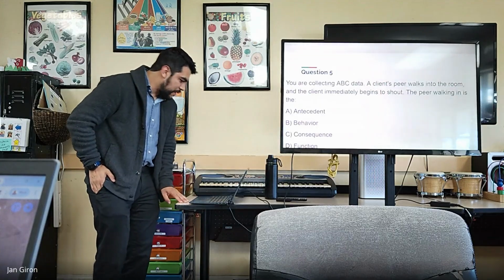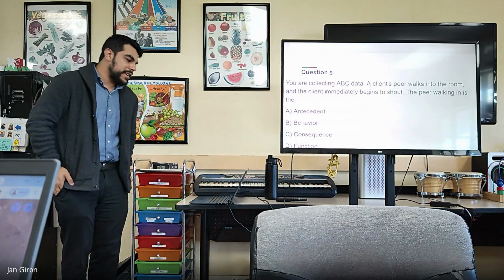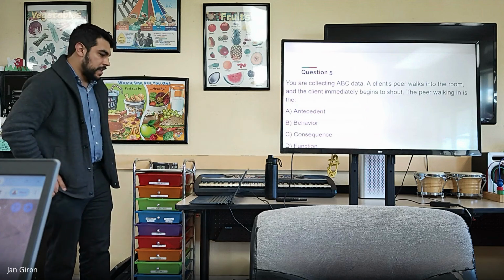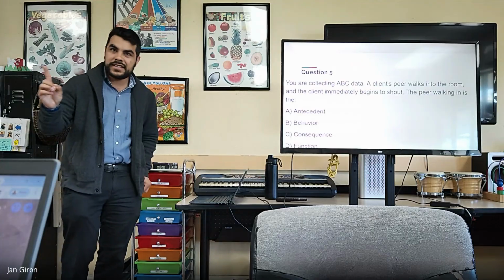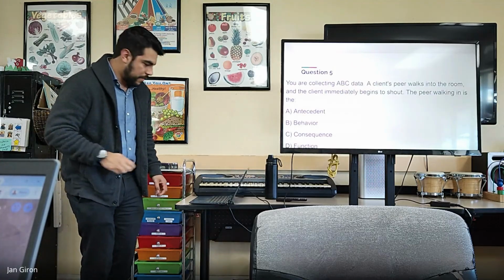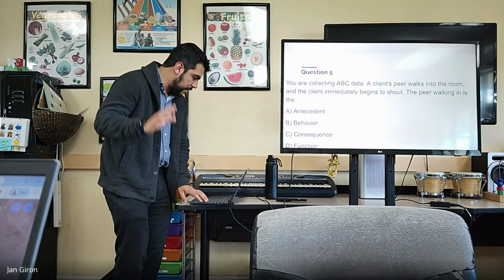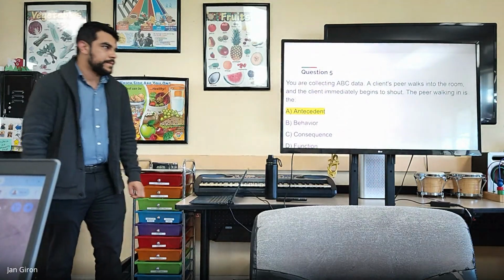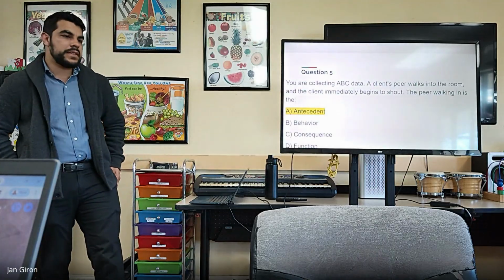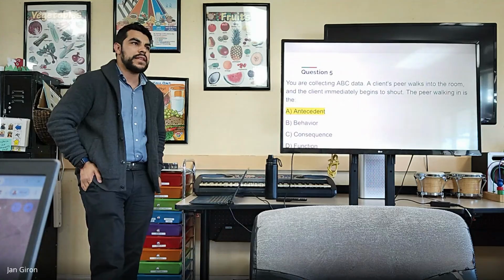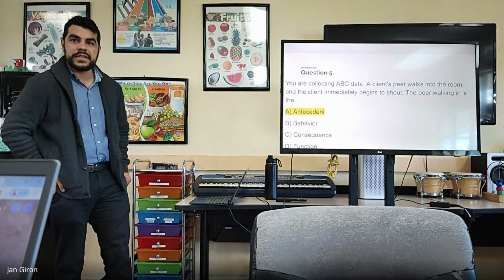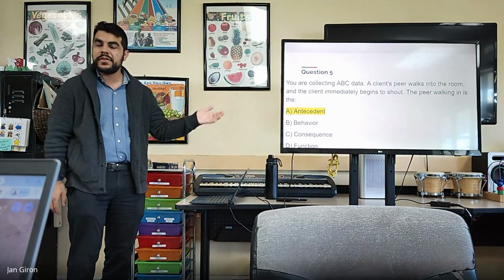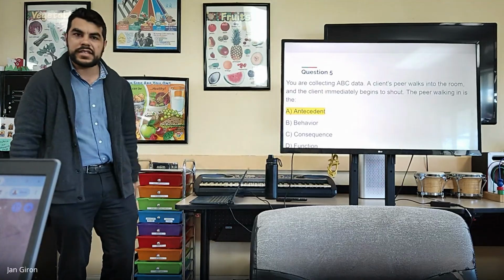Okay, moving on. We're doing strong. You're collecting ABC data. A client's peer walks into the room. The client immediately starts to shout. Peer walking in is the... hearing A, antecedents, A for antecedents, and the answer is antecedents. Yes. Another cause for escape is the presence of an unpleasant or undesired stimulus. Typically, that's in the form of a demand, but an individual who is non-preferred can have that same function as well.